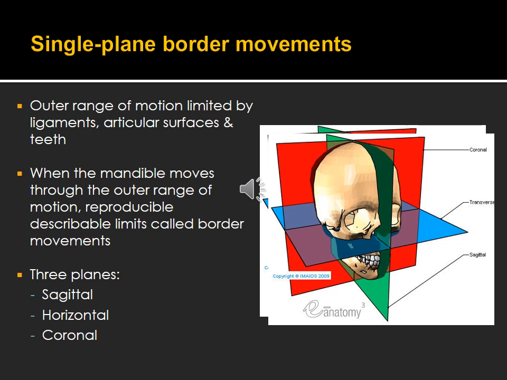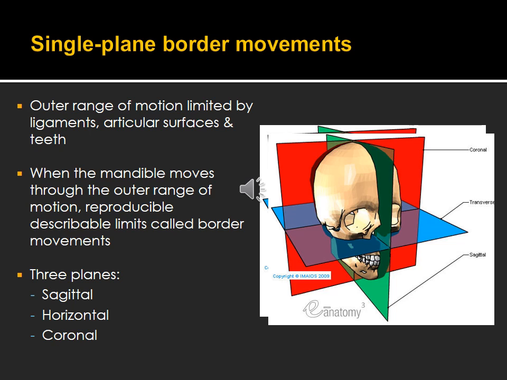The mandible will move through this outer range of motion. What is the limitation? Why is there a border? The mandible cannot go beyond this border. The limitation is because of the ligaments, the muscles, the articular surfaces, and the teeth. So these are the limiting factors that will determine the outer range of movement and will determine the border movements of the mandible in different planes.